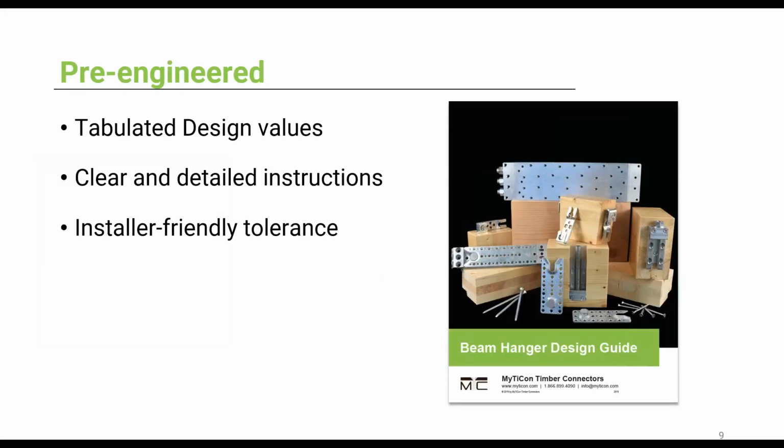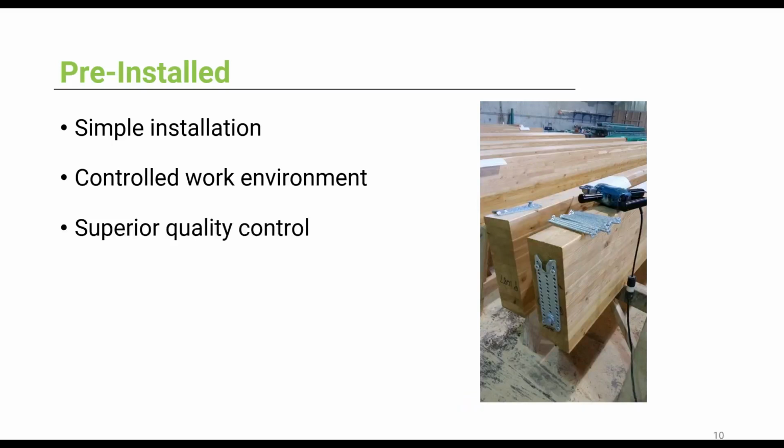The beam hanger system is pre-engineered because they have tabulated design values. So you can see a picture of the new beam hanger guide, which is out. It has clear and detailed installation instructions and also gives you all the capacity values for these different beam hangers. So all of these beam hanger systems also have installer-friendly tolerances, which makes it easier to be pre-installed. That allows it to have simple and repetitive installation in a controlled work environment, which allows for superior quality control.